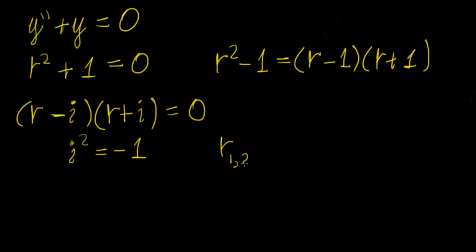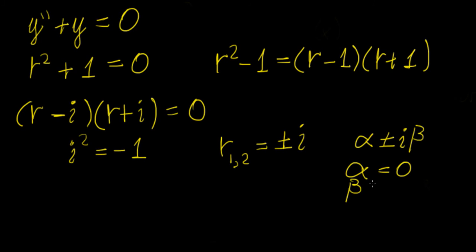So in this case, our roots are going to be plus or minus i. And if we remember from the last video, the form of the roots in this particular case, we're going to have the real part called alpha and the imaginary part called beta. In this case, we have no real part, so alpha is going to be 0 and beta is going to be 1, because that's what is attached to the imaginary number there.